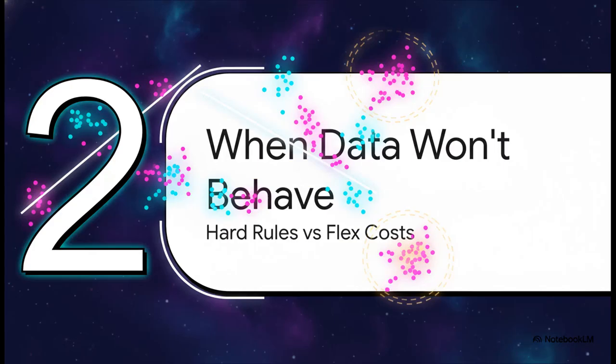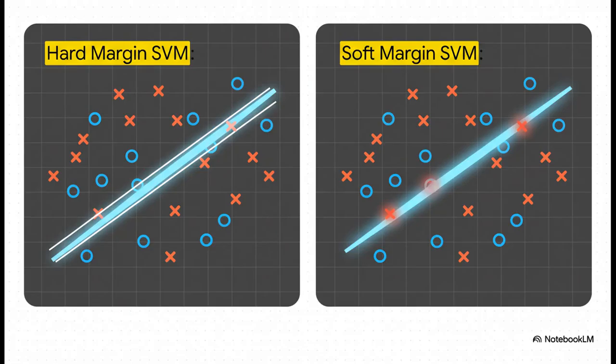Okay, so that's a beautiful idea for clean, perfectly separable data. But we know the real world is, well, it's messy. So what do we do when the data points start to overlap and there's no single straight line that can get the job done perfectly? This is where we have to introduce a bit of flexibility. The hard margin SVM we've been talking about is a really strict rule follower. It allows zero misclassifications, period.